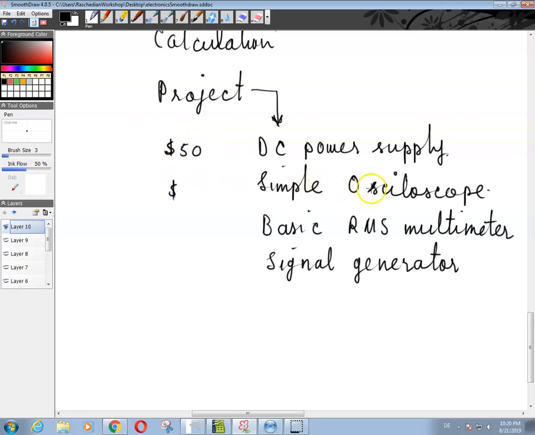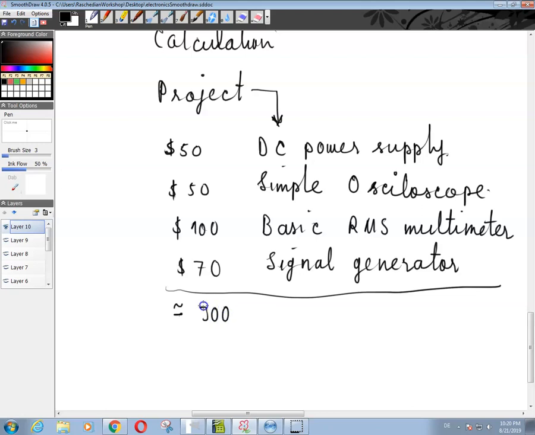This would cost you about $50. This would cost you around $100 or so, and this is going to cost you about $60-70. So basically the whole thing would cost you about $300.